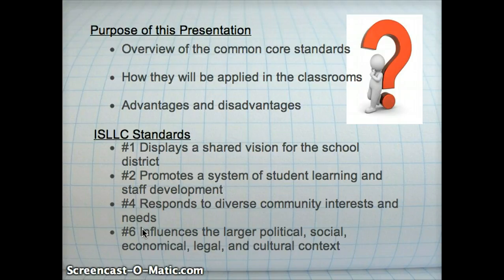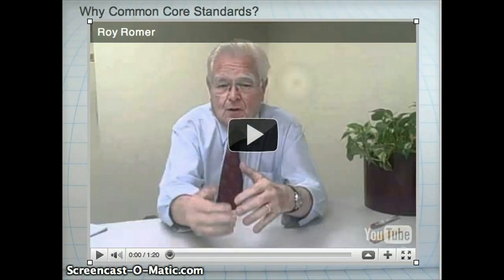Number 6, once these are implemented, it will influence the larger political, social, economical, legal, and cultural context. Before I give you an overview of the Common Core standards, I'd like to share with you a video of former Governor of Colorado and former Superintendent of Schools in Los Angeles, Roy Romer, on his take of how the Common Core standards will be useful for parents.